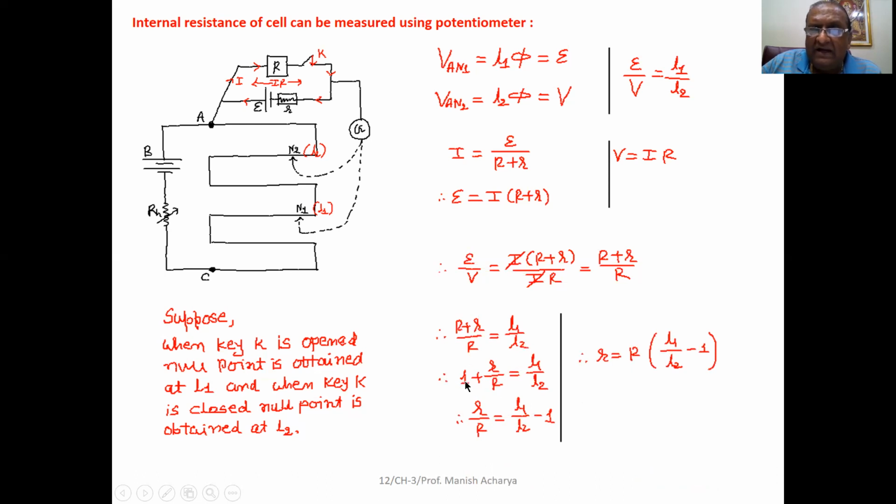Now R by R is 1. Small r upon capital R plus 1 is L1 upon L2. Take this 1 on the right hand side. So small r upon capital R is equal to L1 by L2 minus 1. Then take this capital R on the right hand side. So we will get small r equal to capital R into L1 upon L2 minus 1. So in this way one can find the internal resistance of the cell also. Clear?